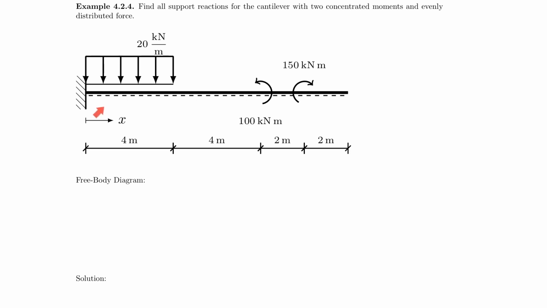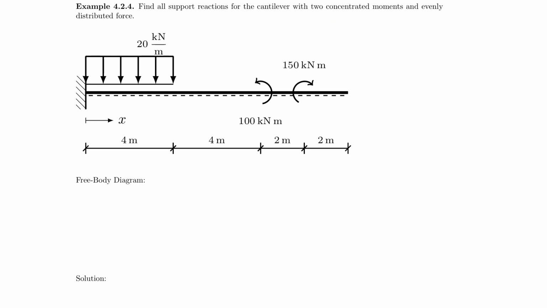So here we can see a cantilever beam that's supported on the left side, has an evenly distributed force acting on it, and two concentrated moments. One is 100 kilonewton per meter, one is 100 kilonewton meters, and another one is 150 kilonewton meters. And now we are asked to find all support reactions for that cantilever beam.